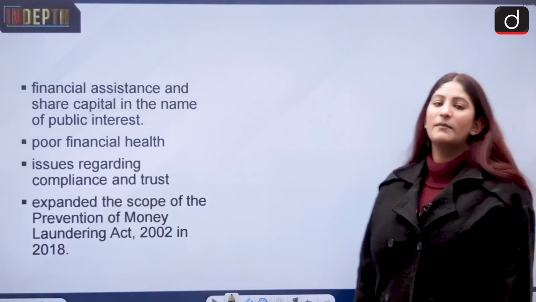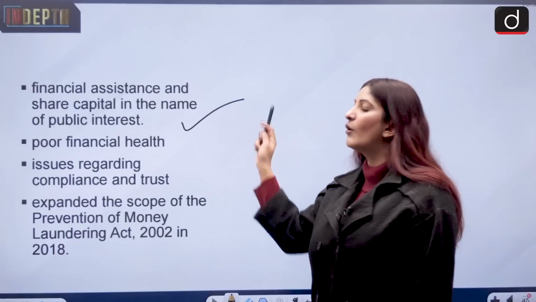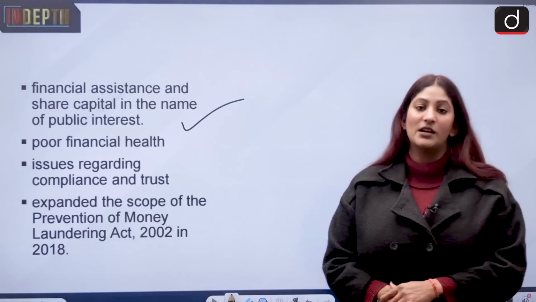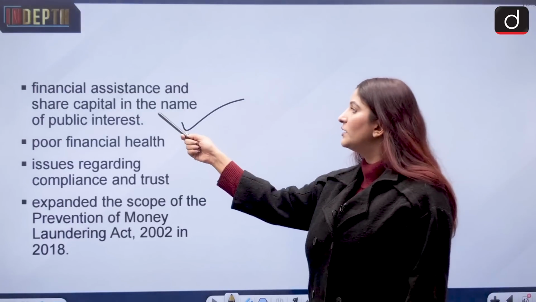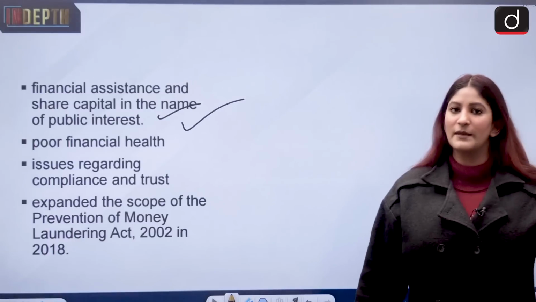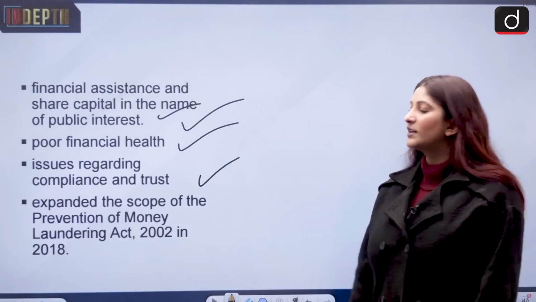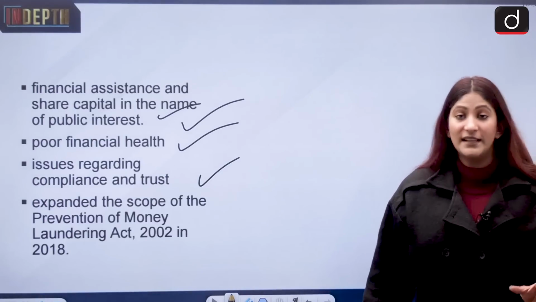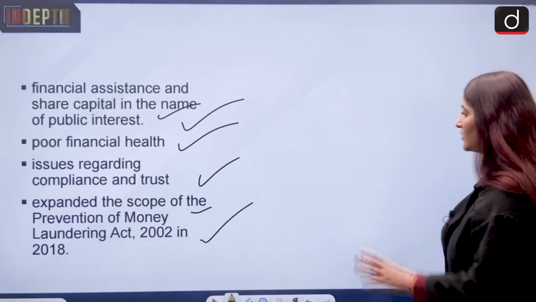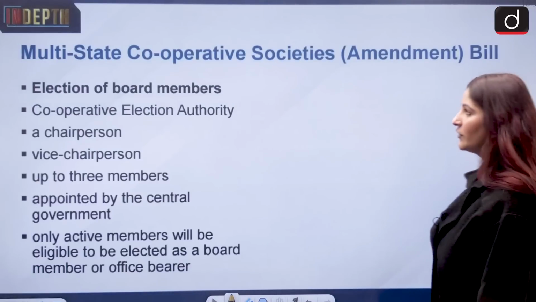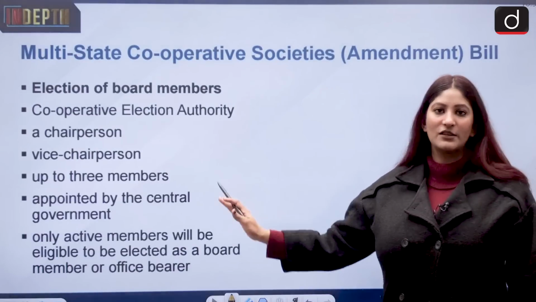Now, if we have to talk about the other important needs, why is there a significance in this move? Right now, although they are legally independent, they generally ask for financial assistance through the government when it comes to showing themselves in the public interest. Because of poor financial health, they need to be regulated, and issues regarding compliance and trust have led the government to expand the scope of PMLA 2002 in 2018. So that is why there is a need for regulation. If we have to talk about the key provisions, let's go through them one by one.